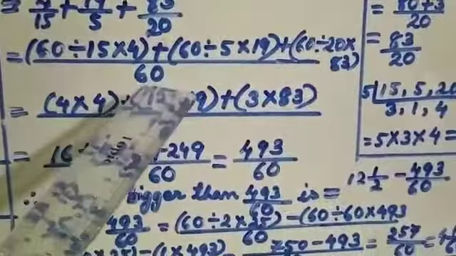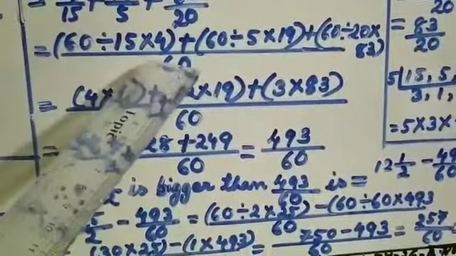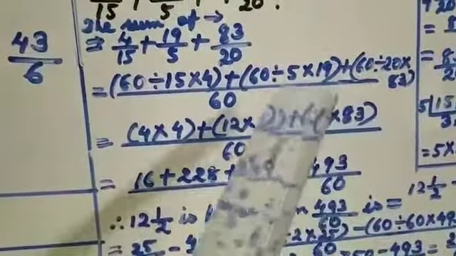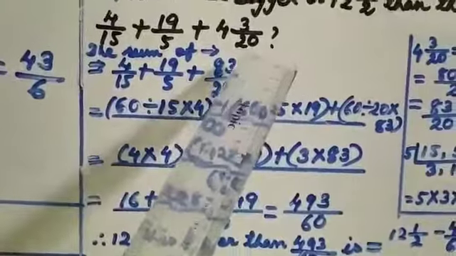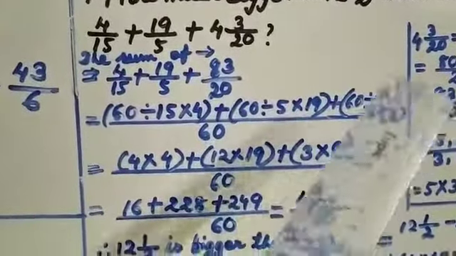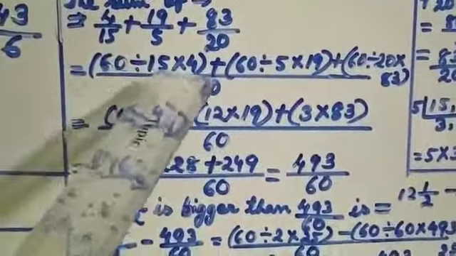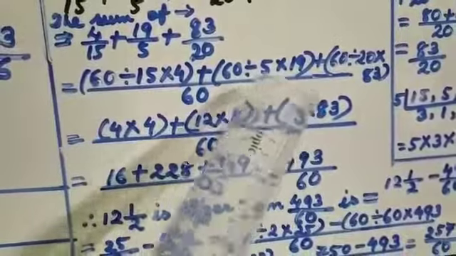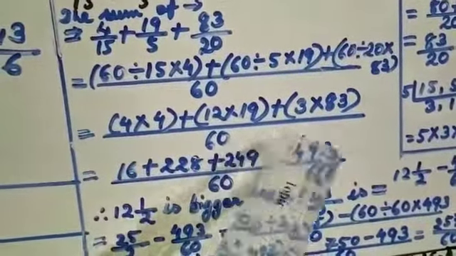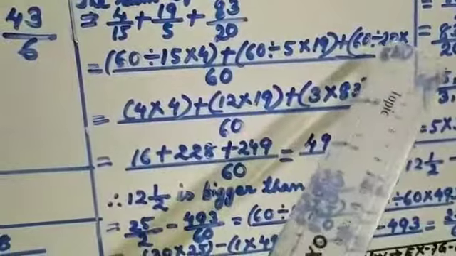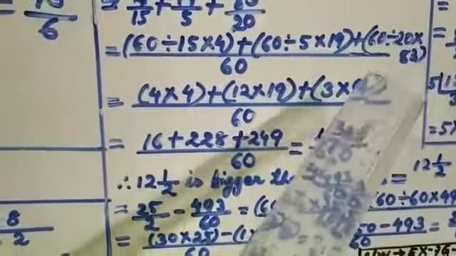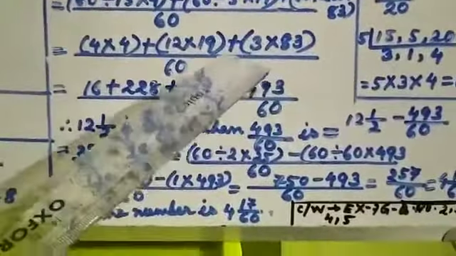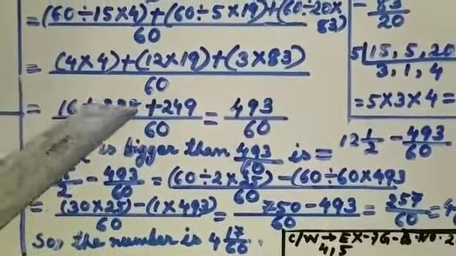Clear? So now 60 divided by 15 multiplied by 4 plus 60 divided by 5 multiplied by 19 plus 60 divided by 20 multiplied by 83. Okay, now 15 fours are 60, so 4 into 4, plus 12 fives are 60, so 12 multiplied by 19, plus 60 divided by 20, what are you getting? 3. 20 threes are 60, so 3 into 83, divided by 60. Now 4 fours are 16.